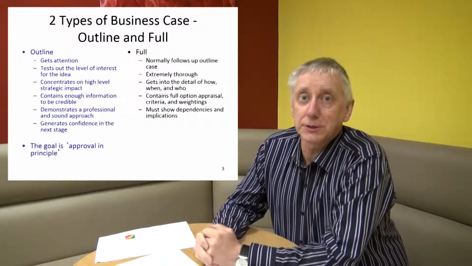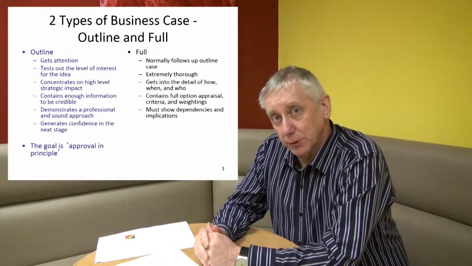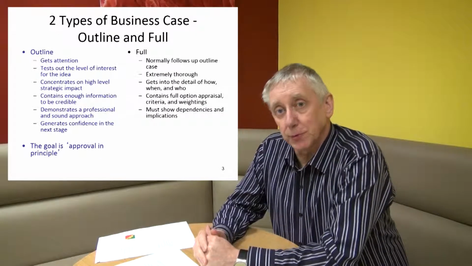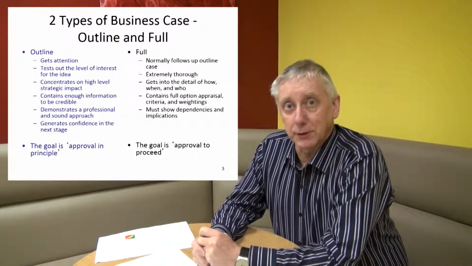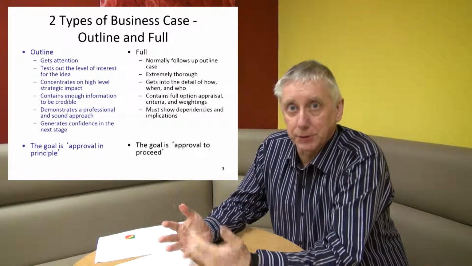So an outline business case is just that, approval in principle. The purpose of a full business case is, yes, you have the green light, get going and make this happen. Here's the money, or here's the permission to act.